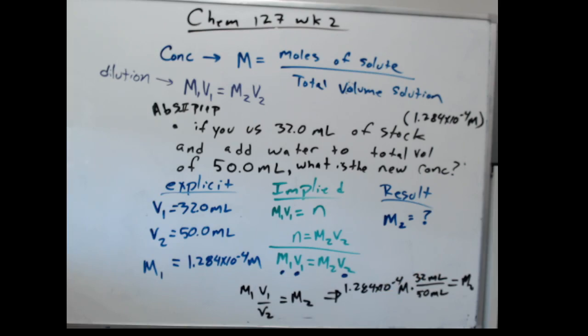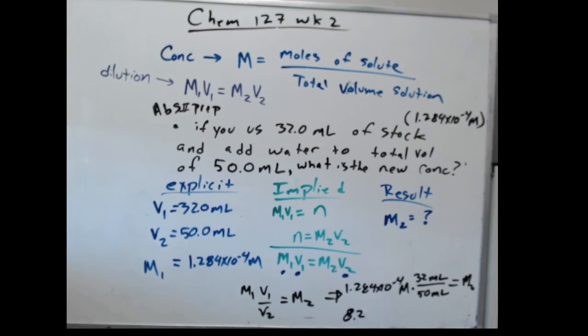Plugging in our numbers, 128.4 times 32, divide by 50, and we're going to get, let's do this, 1.284 times 10 to the minus 4 times 32, divided by 50, 8.2 times 10 to the minus 5. 8.2, let's do more digits there. 8.21 times 10 to the minus 5 molarity.